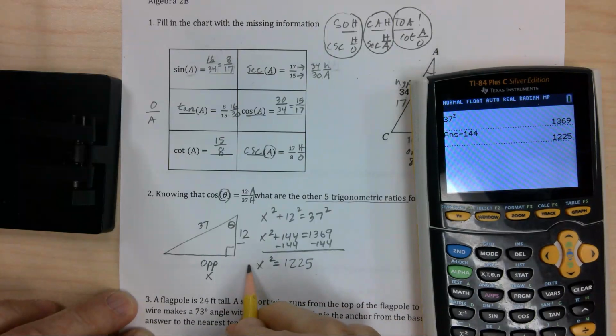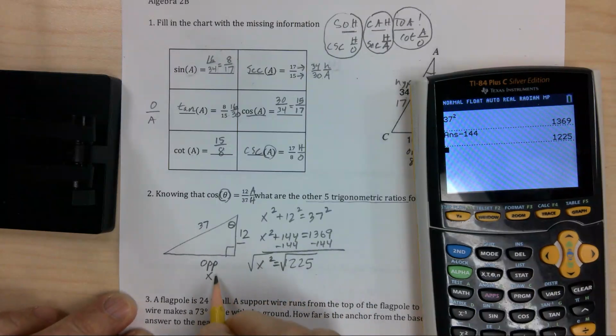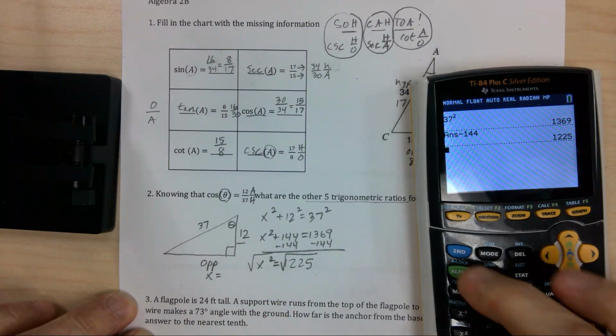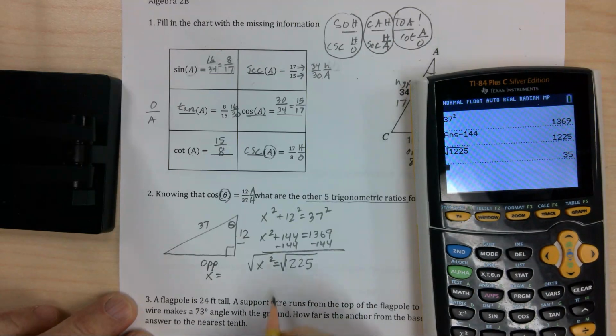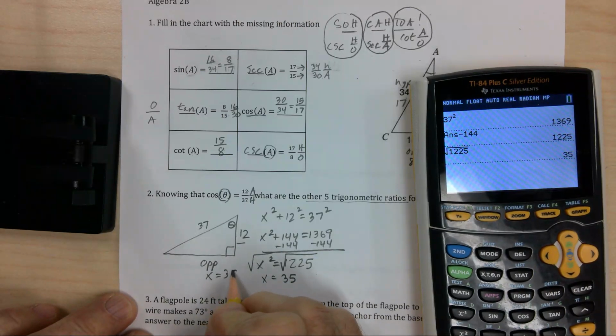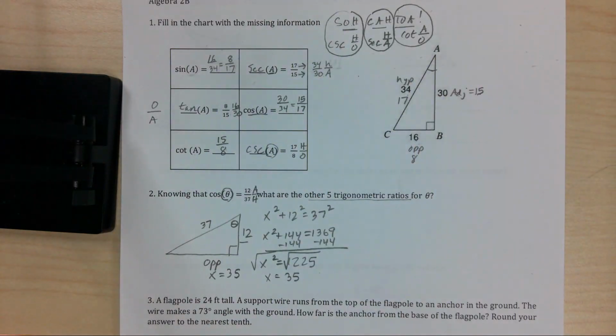Now I take the square root of both sides. I know I only have to consider the positive because that's a length. So I'm going to just take a stab and, look at that. Gives us a nice, neat 35. So that works out awfully nice. But that's a tough little Pythagorean theorem.